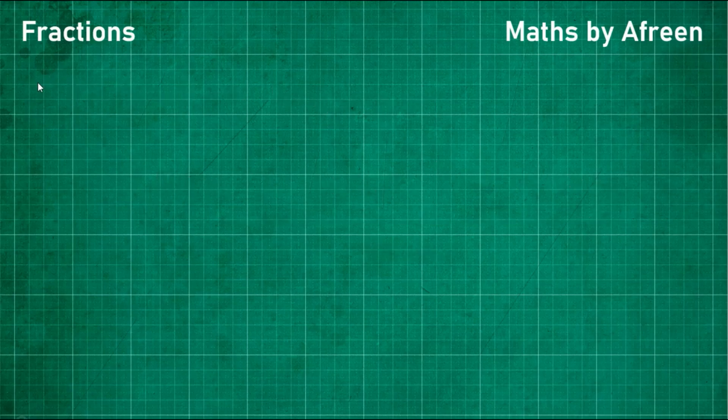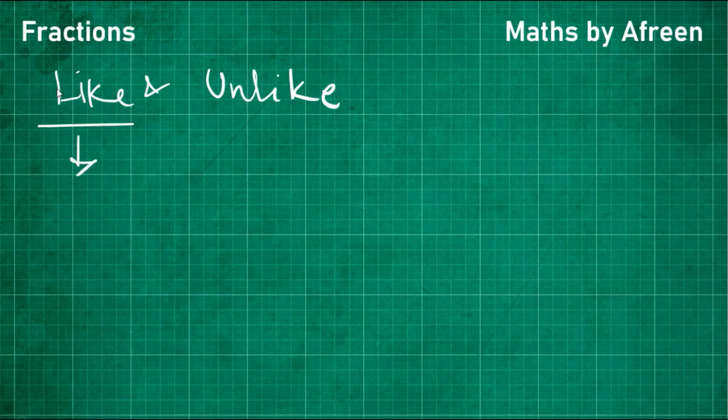Okay, so that was it for the types of fractions. Now we will talk about like and unlike fractions. What are the like fractions? Like fractions are those fractions which have the same denominator. I repeat myself, the same denominator.